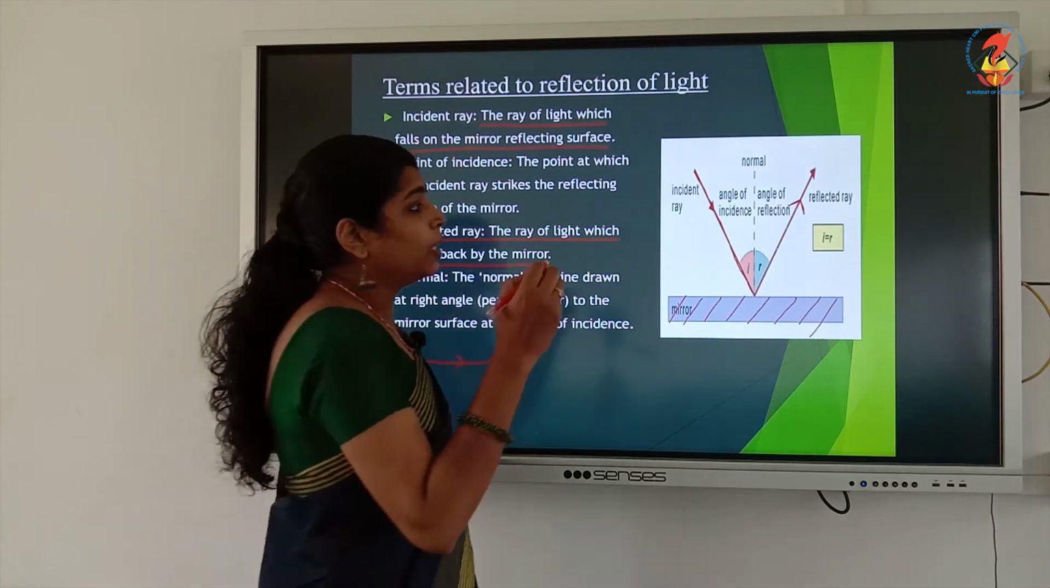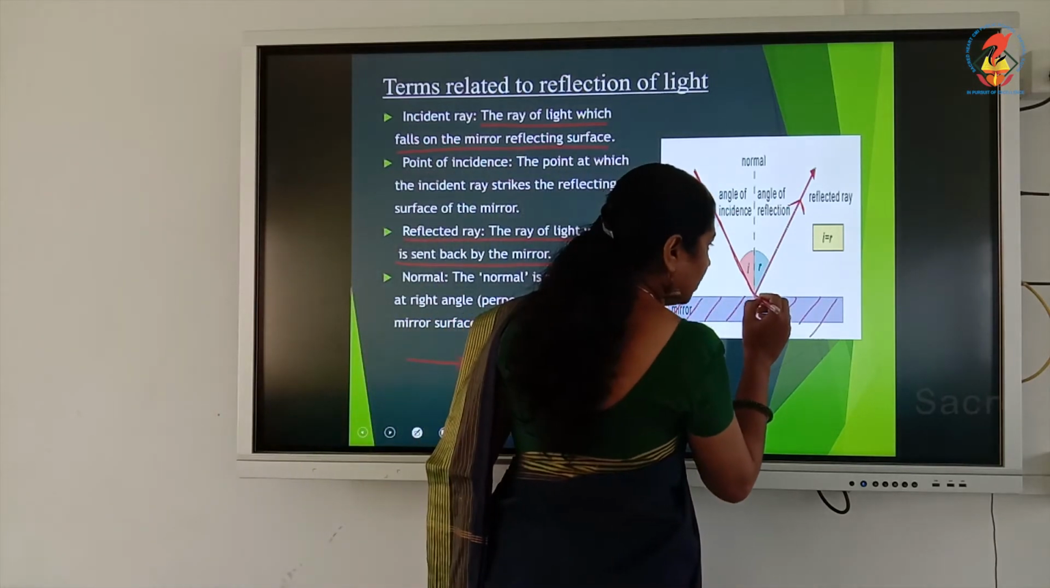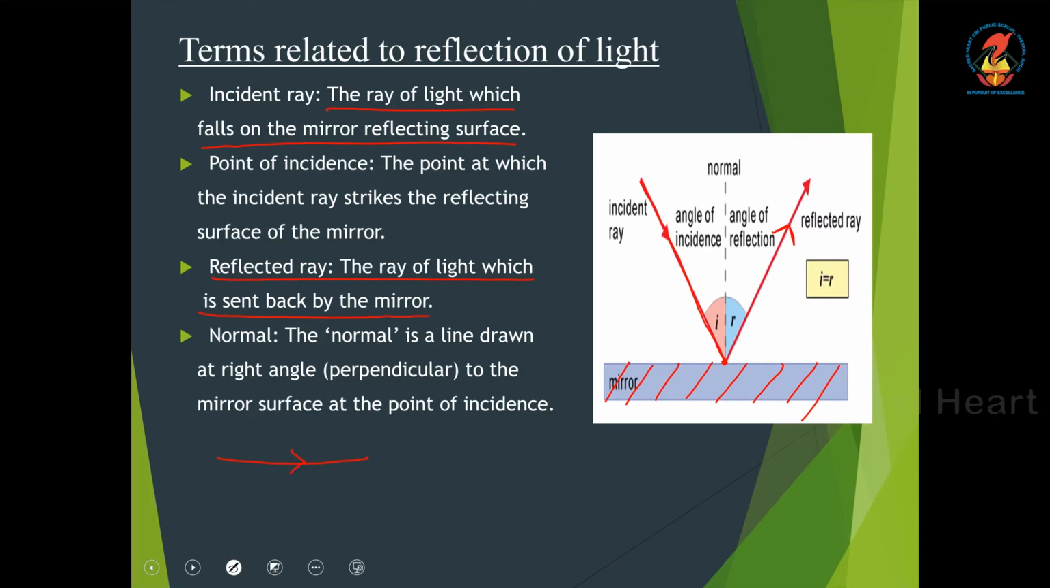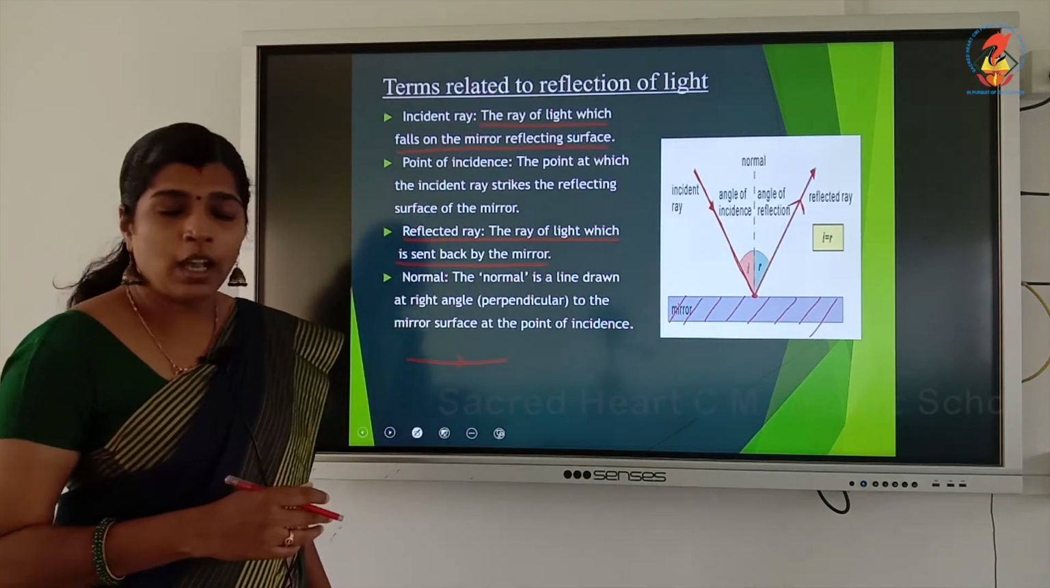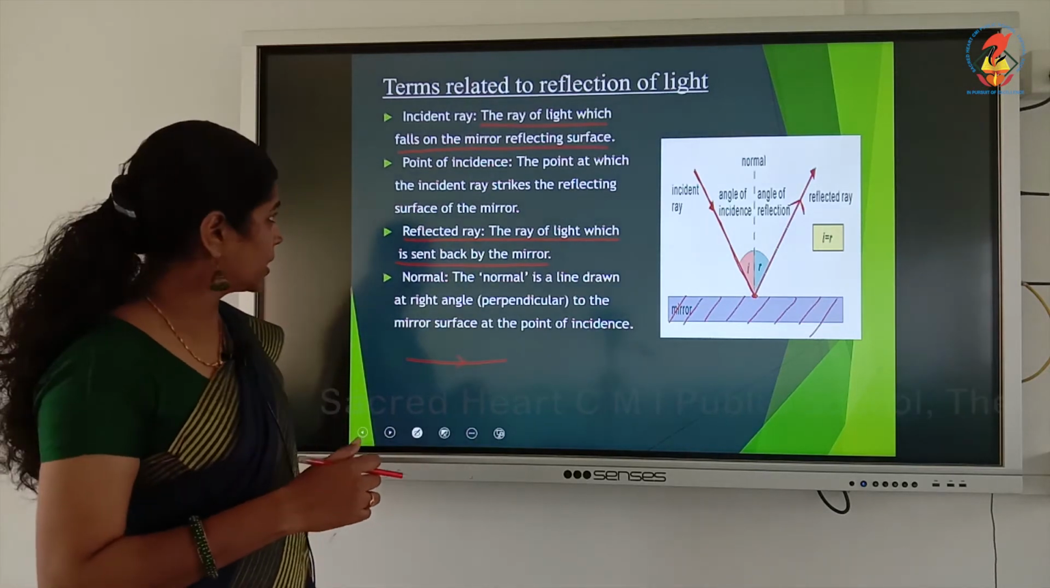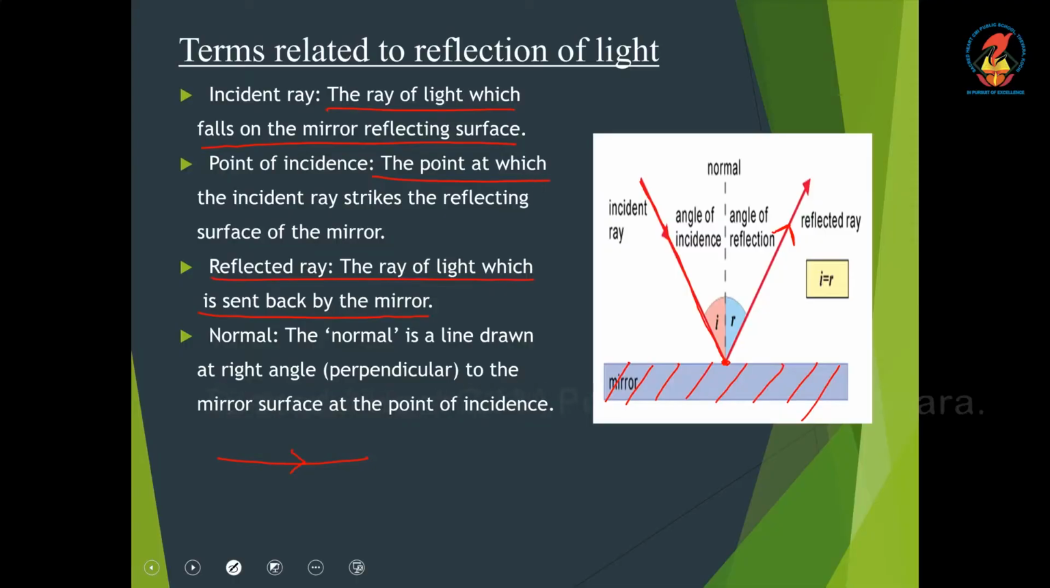Now, where this incident ray meets the mirror, this point is known as the point of incidence. The point at which the incident ray strikes the reflecting surface of the mirror.